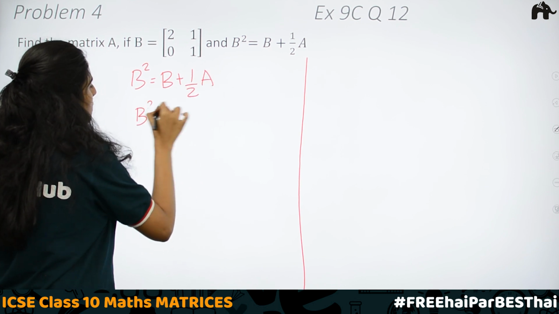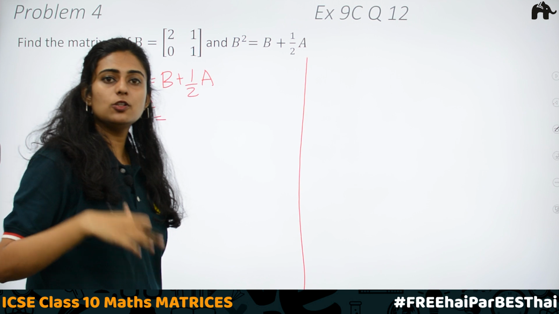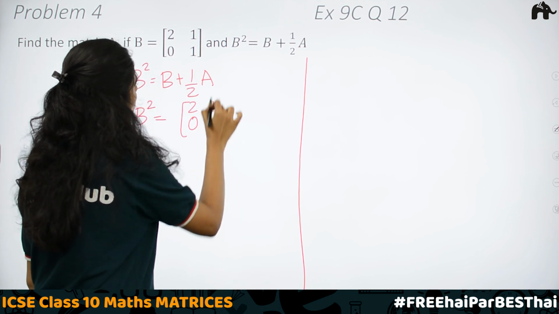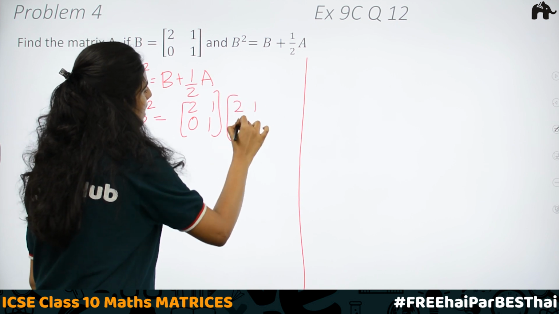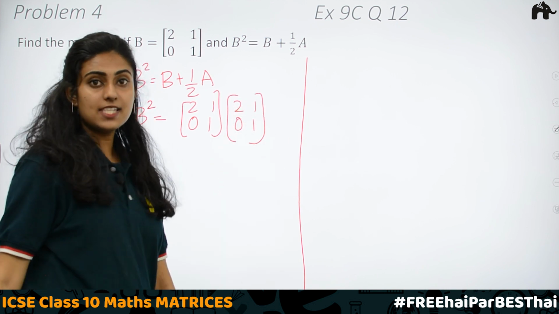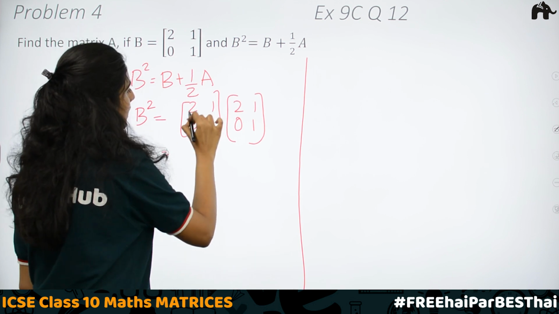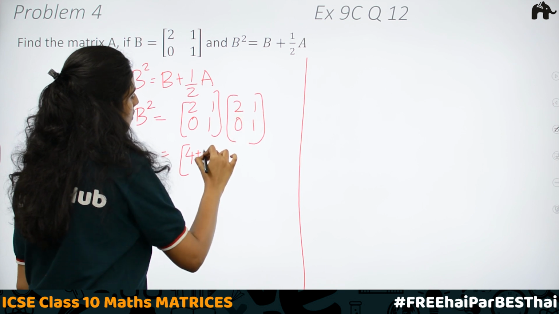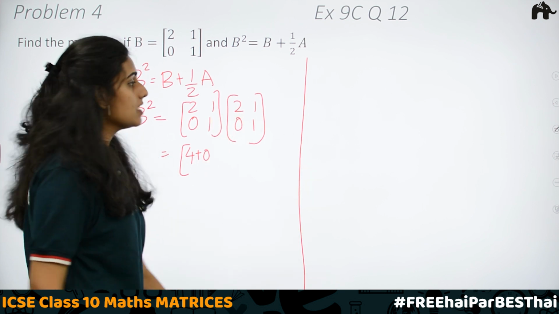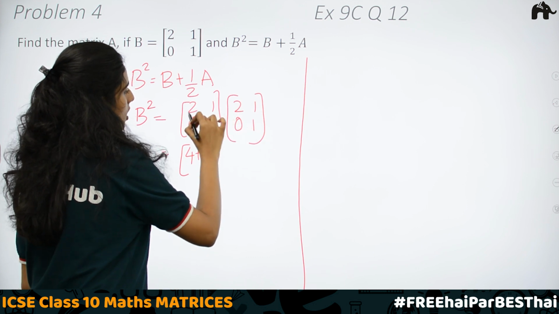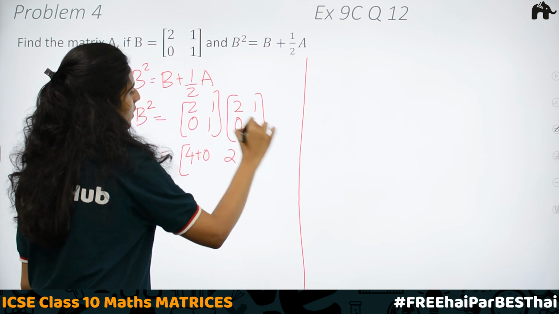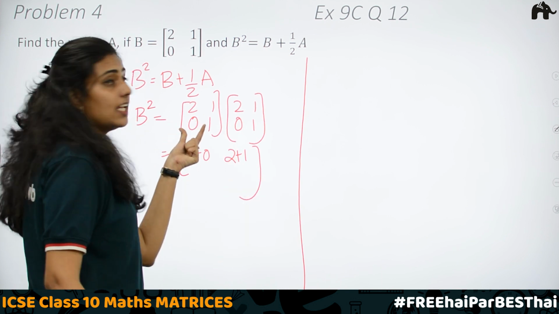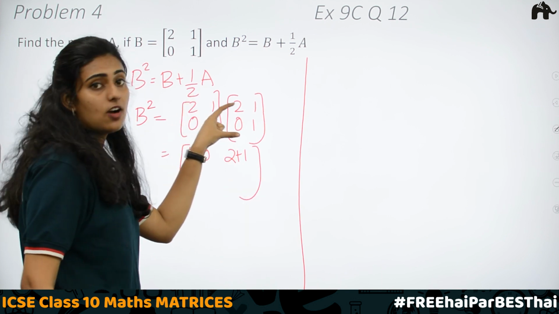First let's find what B square is. How to find B square? Matrix B into matrix B. B is 2, 1, 0, 1 into 2, 1, 0, 1. Multiplying the same matrix, we will be getting 2 into 2, 4 plus 1 into 0, 0. To get the second element, multiplying the first row and the second column. 2 into 1, 2, 1 into 1, 1 plus 1.